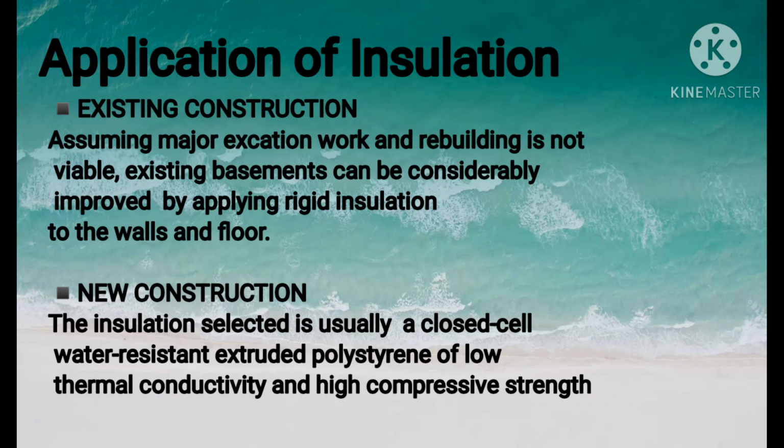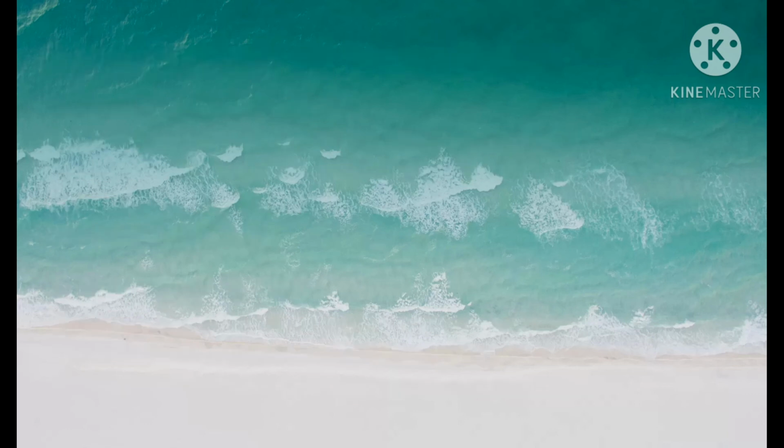The next one is the new construction. A typical application of insulation is shown in the figure. The insulation selected is usually a closed-cell water-resistant extruded polystyrene of low thermal conductivity and high compressive strength.